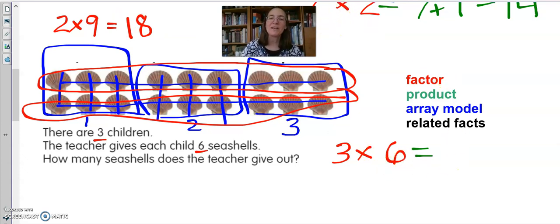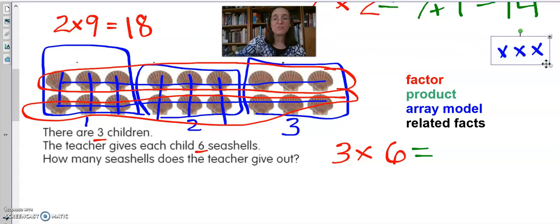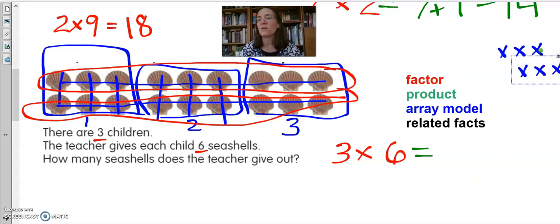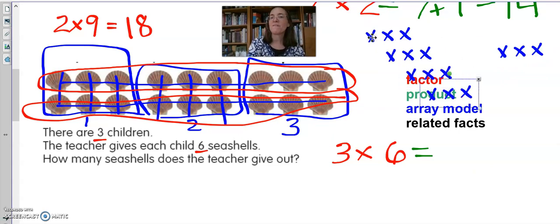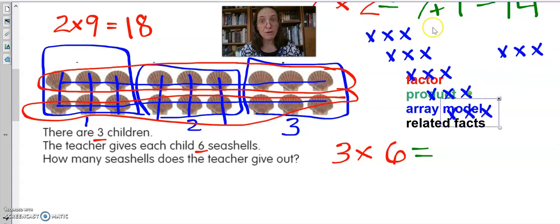So let me make a quick array model for that. I would have to have them in rows. So there is a row of 3 x's. And now I'm going to use my fabulous technology. And 1, 2, whoops, they're going off the screen. Come over here. Okay, I've got 2, 3, 4, 5, 6. Okay, so now I have 3 groups of 3, or 6 groups of 3 x's.